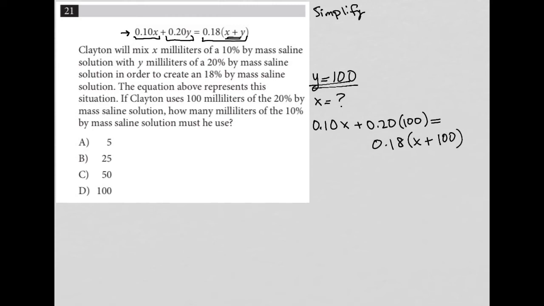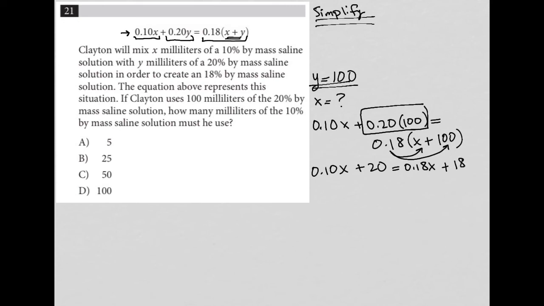All right, so now here comes the simplification. So how do I simplify this? So I'd still have 0.10x, but 0.2 times 100 is going to be 20. So 0.10x plus 20. And I'm going to distribute this 0.18 across the parentheses. So I'd have equals 0.18x plus 0.18 times 100 is going to be 18.